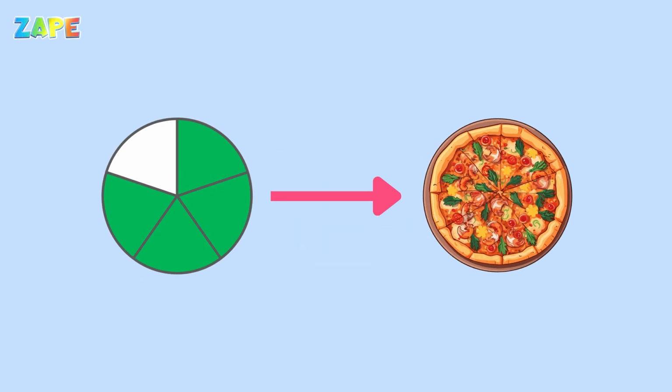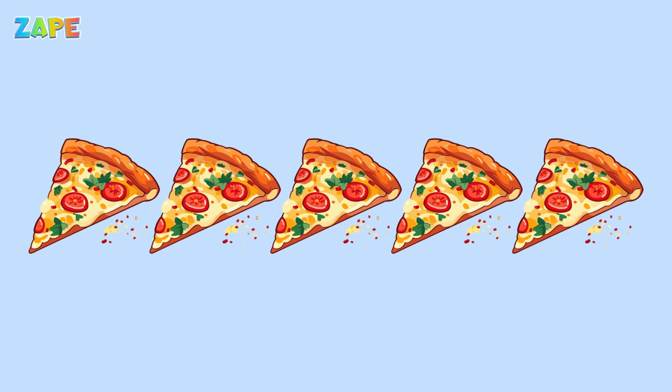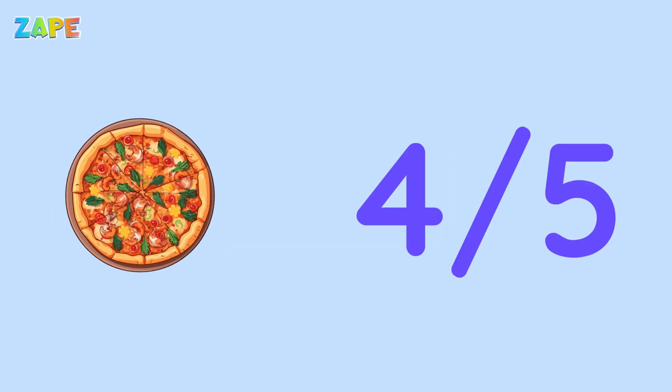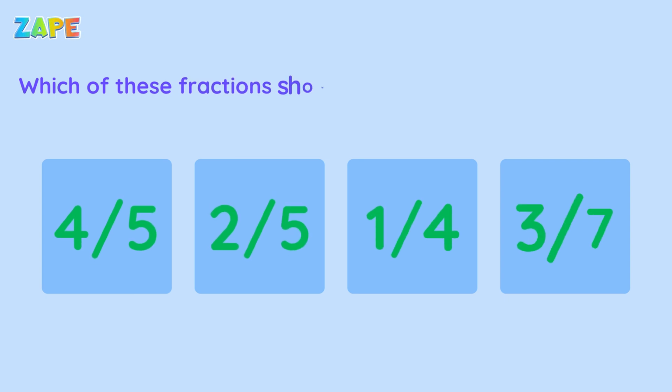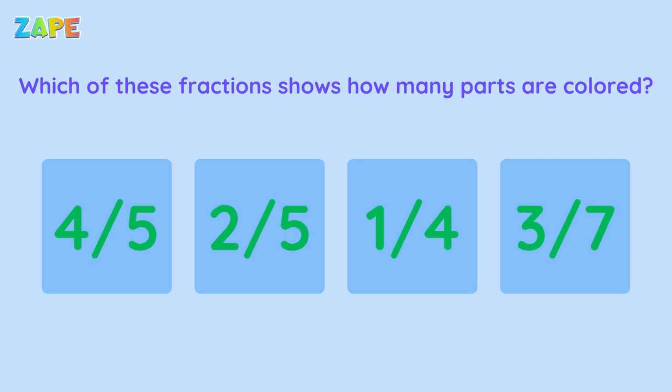Let's pretend this circle is a pizza. If you eat 4 out of the 5 slices, you've eaten 4/5 of the pizza. Yum. Which of these fractions shows how many parts are colored? Yes, it's 4 over 5.